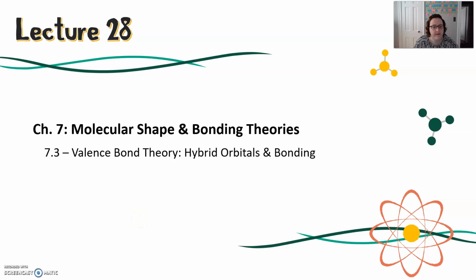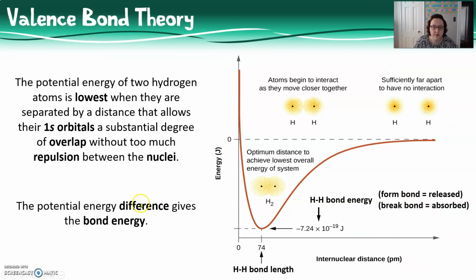So far, we have learned two bonding models, Lewis structures and VSEPR theory, both of which are stepping stones to more advanced topics like valence bond theory, which we'll be introducing in this lecture. Valence bond theory is a bonding model that takes a more physical approach to bonding by first considering the stabilization of the potential energy of atoms when forming a covalent bond.